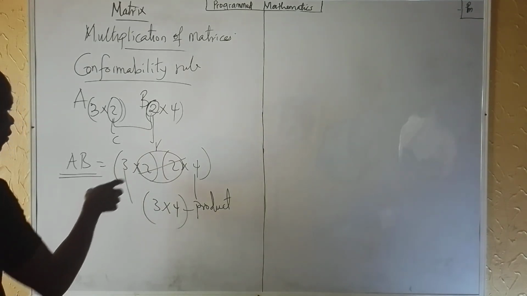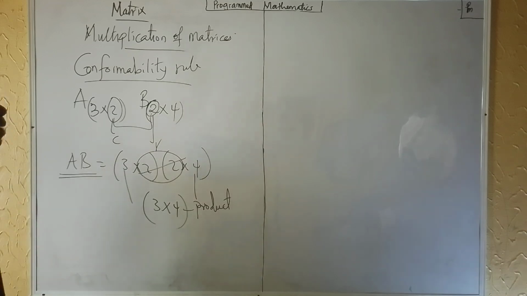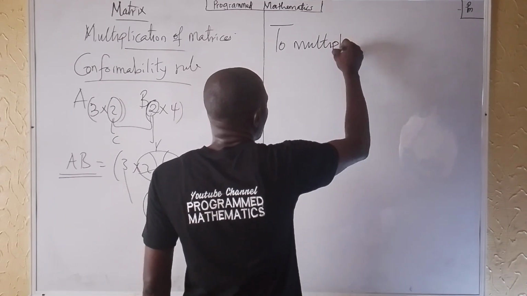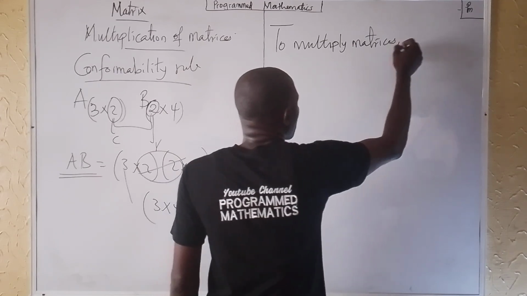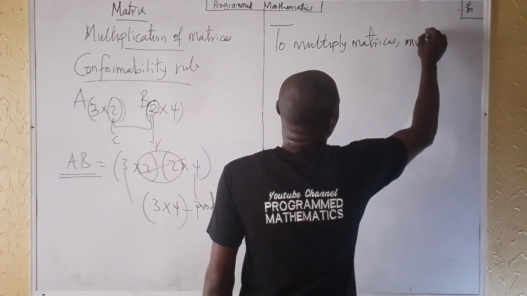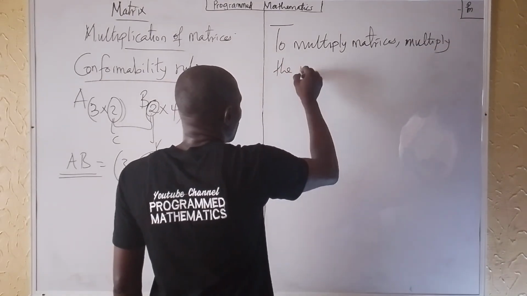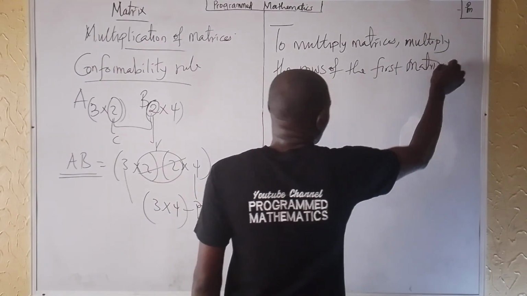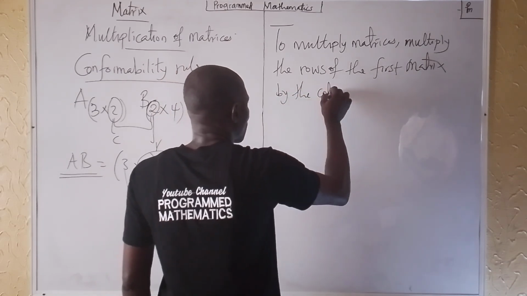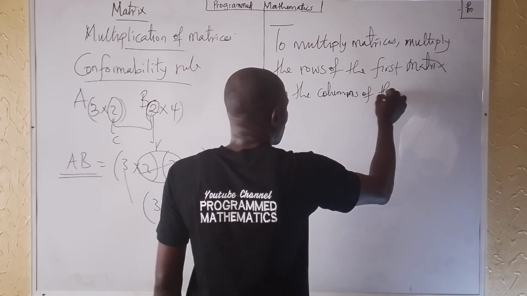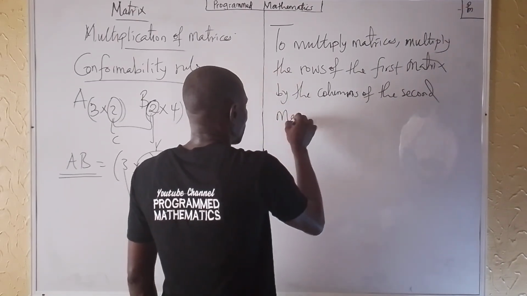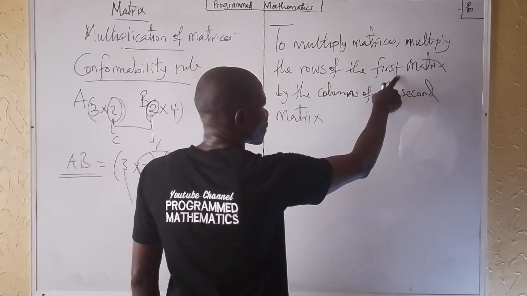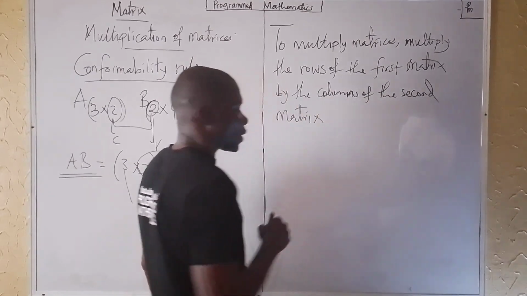Now, why is this rule very important? To multiply matrices, multiply the rows of the first matrix by the columns of the second matrix. This is how we multiply matrices. So to multiply matrices, multiply the rows of the first matrix by the columns of the second matrix.